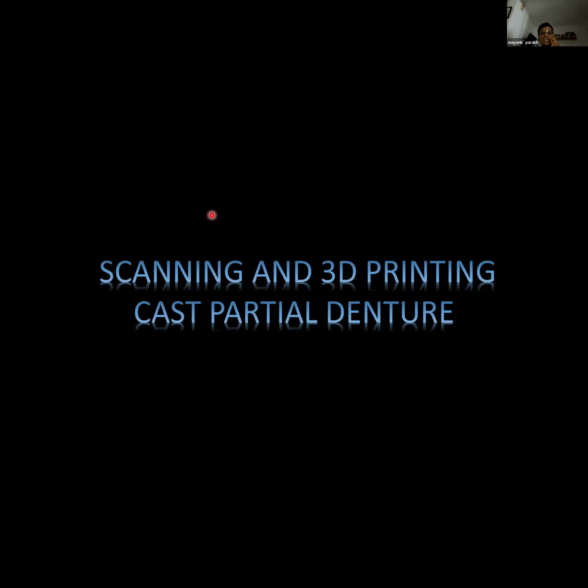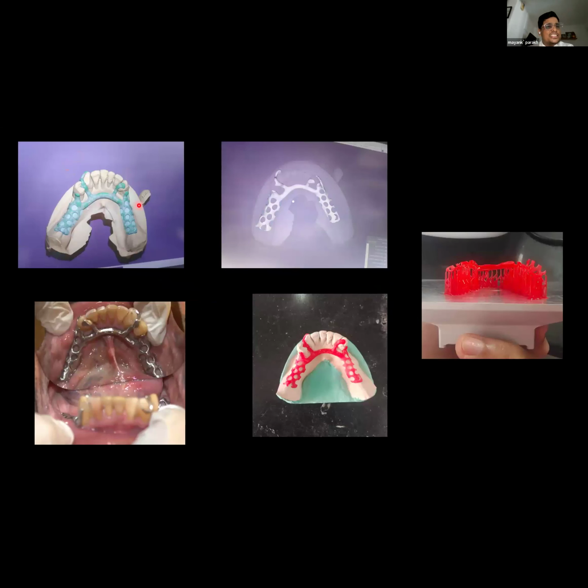So now, scanning is not restricted to fixed prosthesis. Even in removable prosthesis like cast partial dentures, 3D printing is becoming the gold standard. As you can see, this is a patient with missing bilateral posterior teeth. So a scan of the cast was made. This is how a virtually designed cast partial denture looks. This is the tentative metal framework that would be the final outcome. It's just built on the computer.